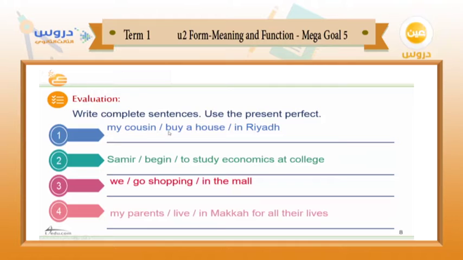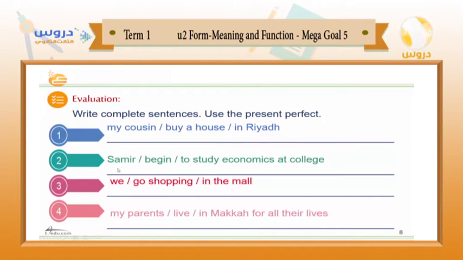The action is buying a house in Riyadh. My cousin buy a house in Riyadh. So how can we make a complete sentence with present perfect? We can say that my cousin, buy. How can we use present perfect? We have to use, because here we have my cousin, okay, we can say has, what is the verb 3 of buy? Bought a house in Riyadh.